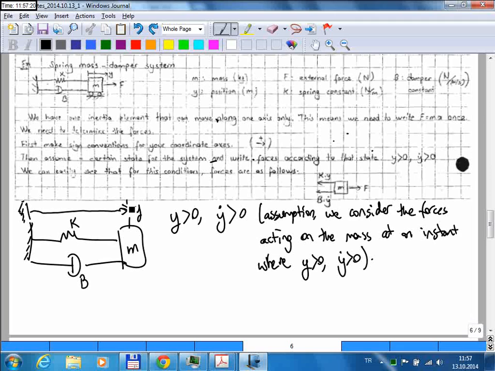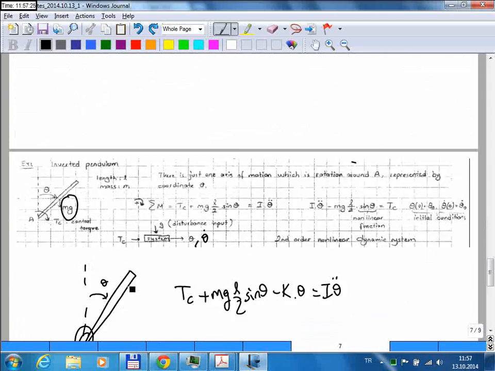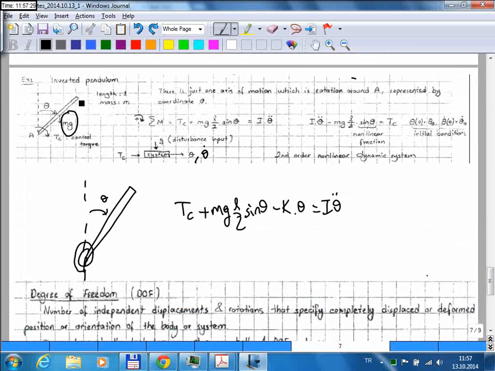Okay? Now let's come back to the pendulum example. This time, if you take a picture of this system, it can only rotate around this point A, right? And the angle it makes with some fixed reference is sufficient to describe its position. So that makes it again a 1 degree of freedom system. Okay?